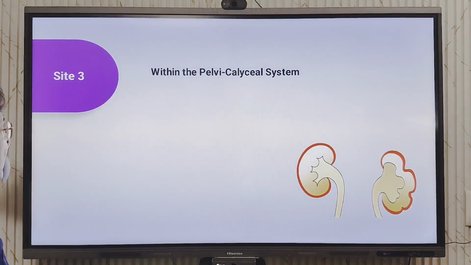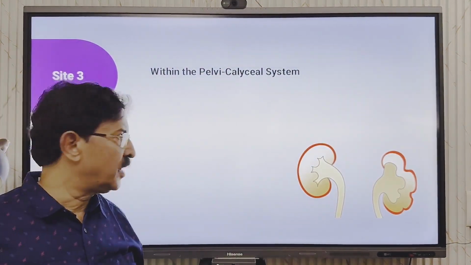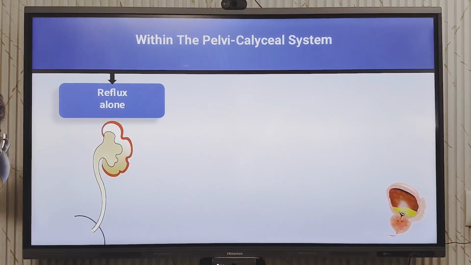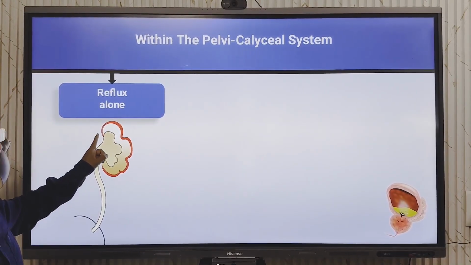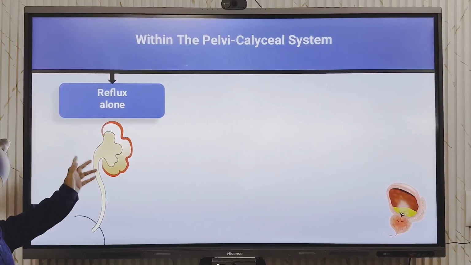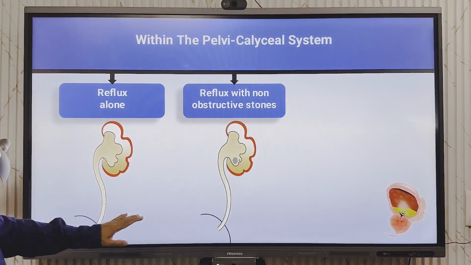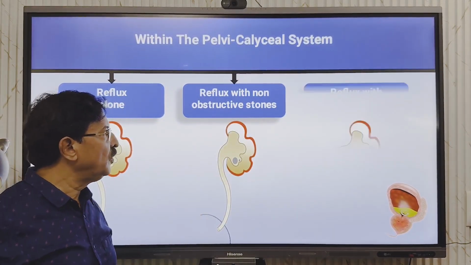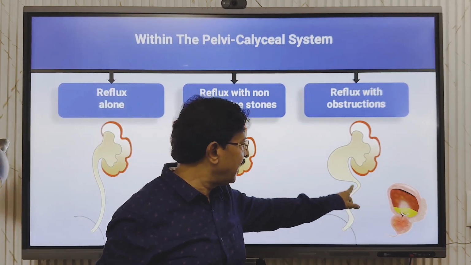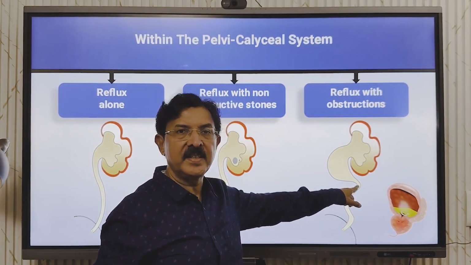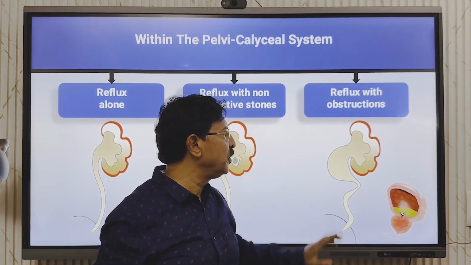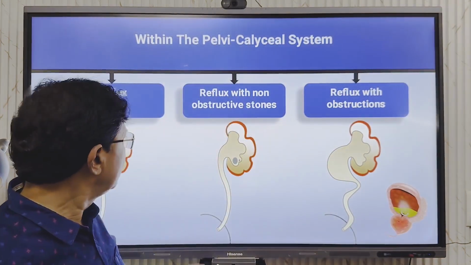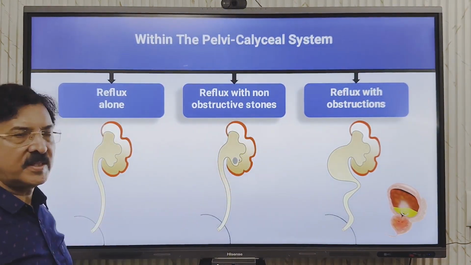Moving to the third site, which is within the pelvic-calyceal system. Within the pelvic-calyceal system, you can either have a reflux on a unilateral side or both sides, or you can have even a stone in one of the calyces, or you can have a secondary obstruction developing because of kinking in the ureter, and this is secondary PUJ obstruction developing because of long-standing reflux. You can have either of these situations in this patient.